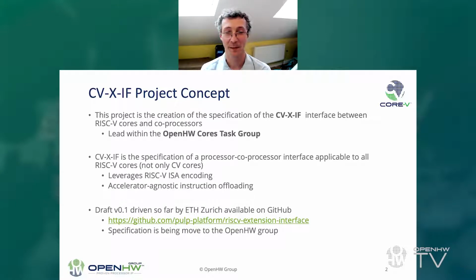It leverages the RISC-V ISA encodings that are already supported, and it provides an accelerator agnostic instruction offloading method. So we have a 0.1 draft of the specification from ETH Zurich, which is available on GitHub, and this is being moved into the OpenHW Group for the further development of this project.